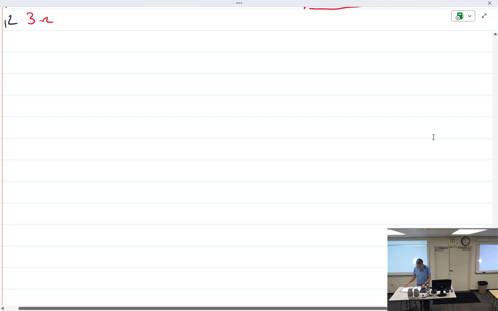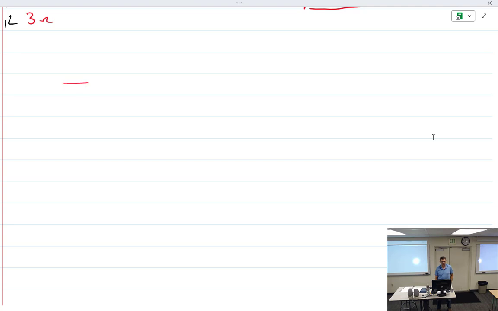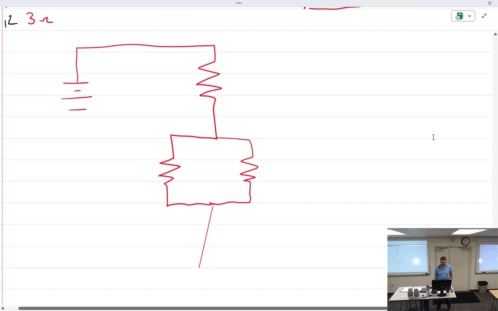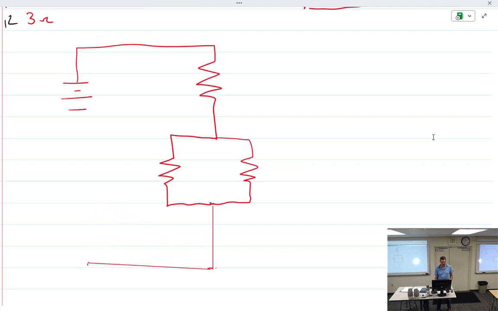Let's see. I got something in front of me. I got this one here. Are we ready? All right. So, got a battery. Got a resistor. Resistor. Resistor. Okay. Oops. That's interesting. Whoa.